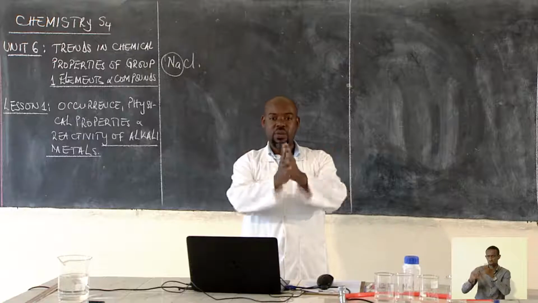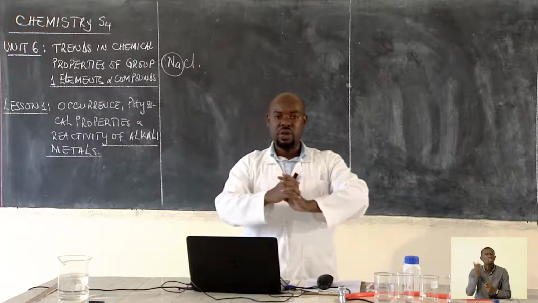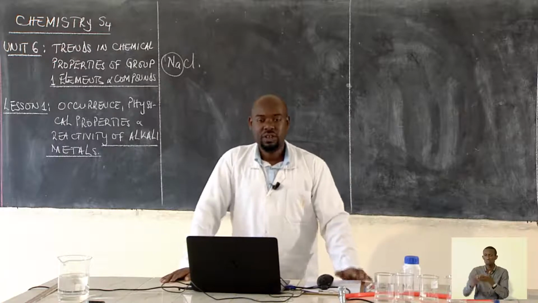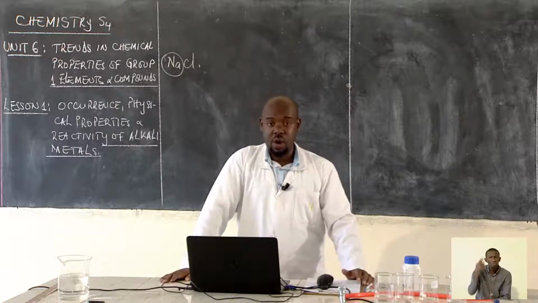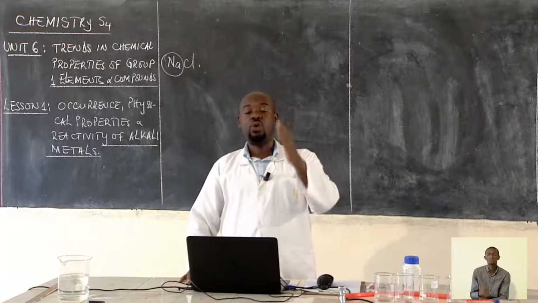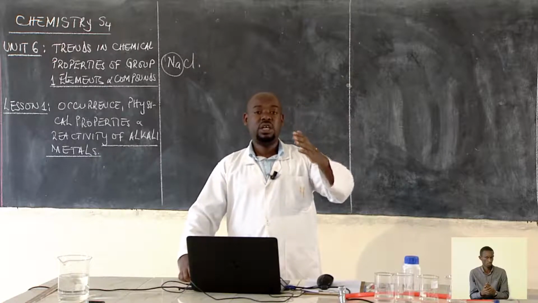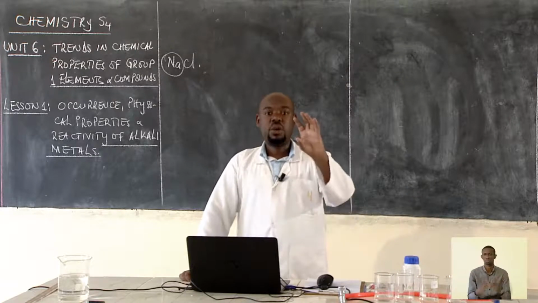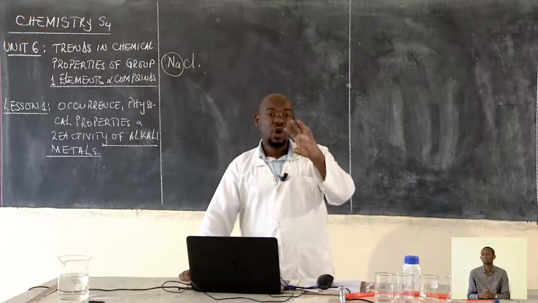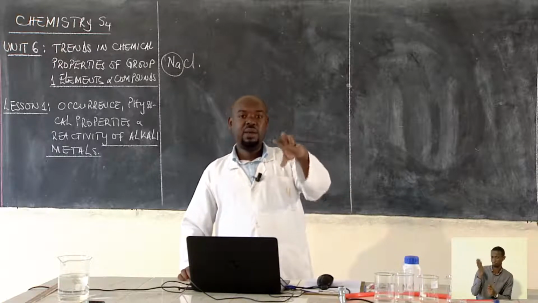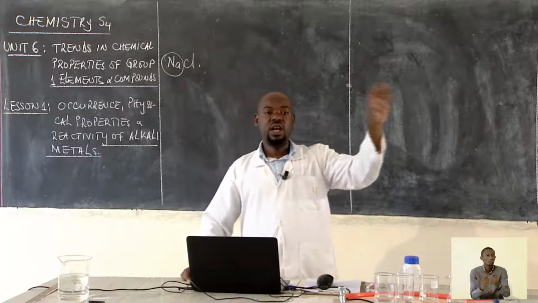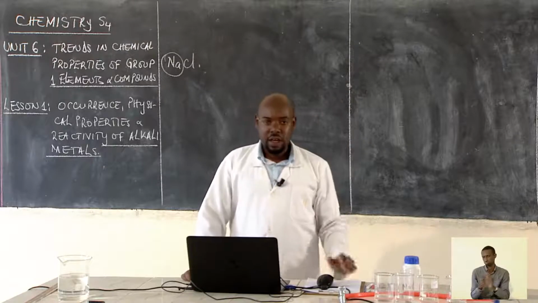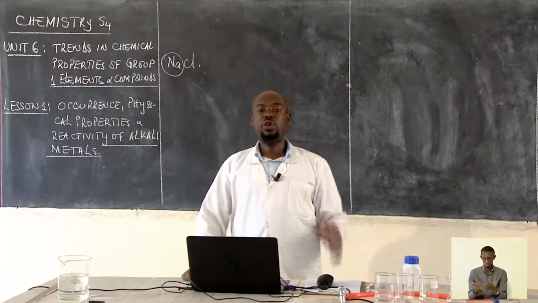Do you know why we classify them in the periodic table and put them in group number 1? What do we consider to put a given element in this or that group? The number of valence electrons. Because these elements have a single electron in their valence shell, their outermost shell, we classify them in group number 1.